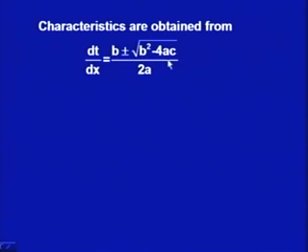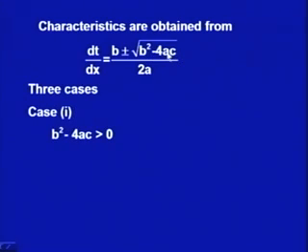Now, here a, b, c are all functions of x and t. Because of this square root of b square minus 4ac, we get three cases. The first case is when b square minus 4ac is positive. What would I get? I would get some square root, some real number.